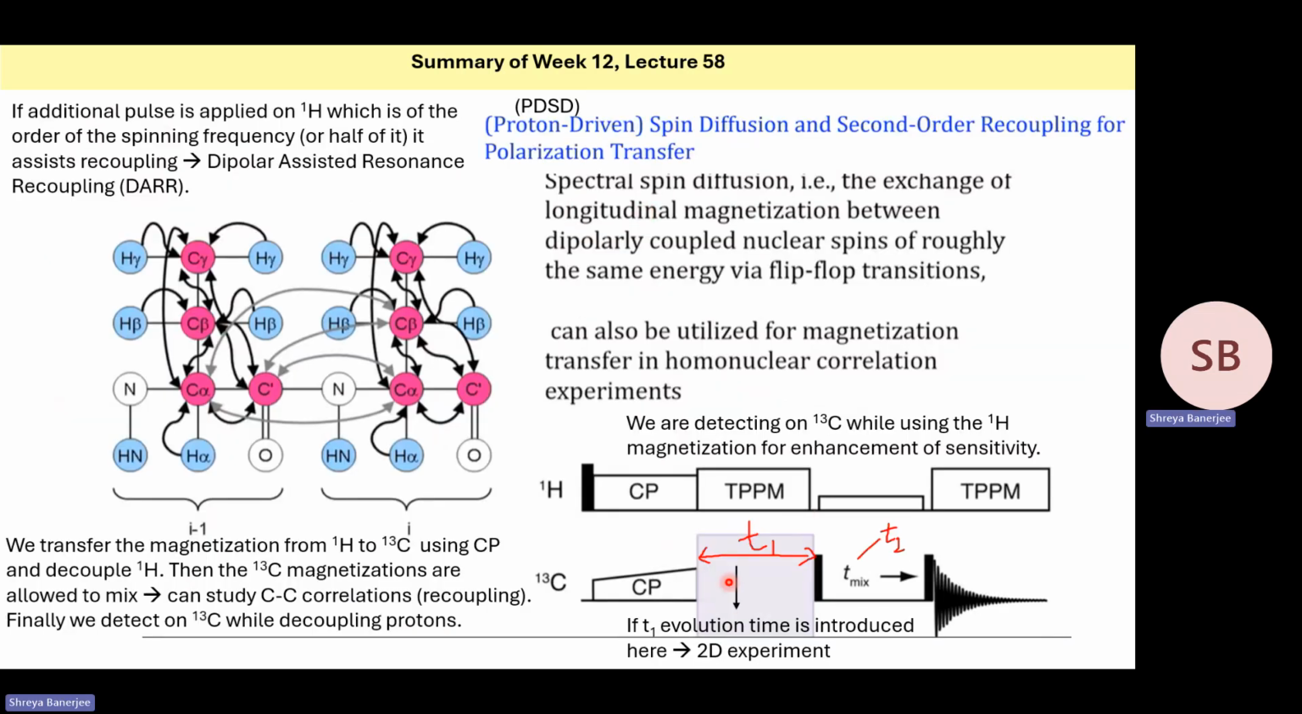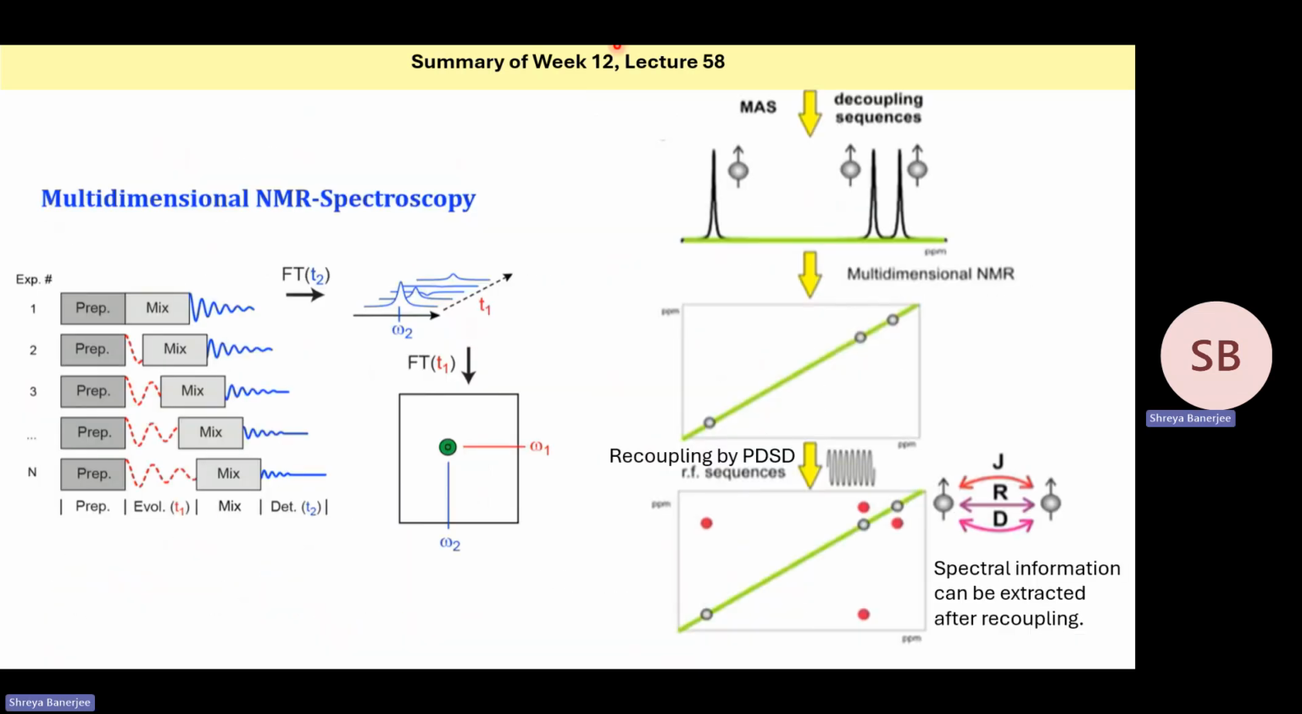Now, what we were talking about is that if we introduce another time axis t1 or the evolution time before the mixing time, then we can also have 2D experiments. That is what I will go into here. Just give me 2 seconds.